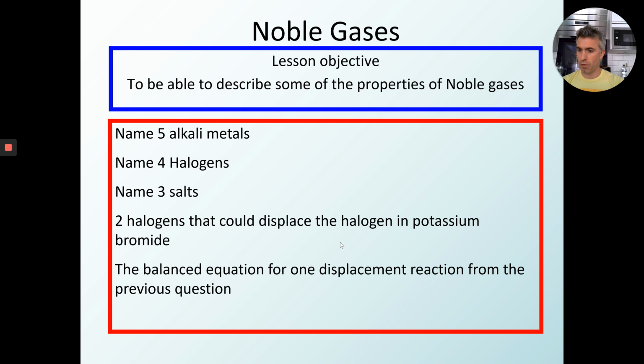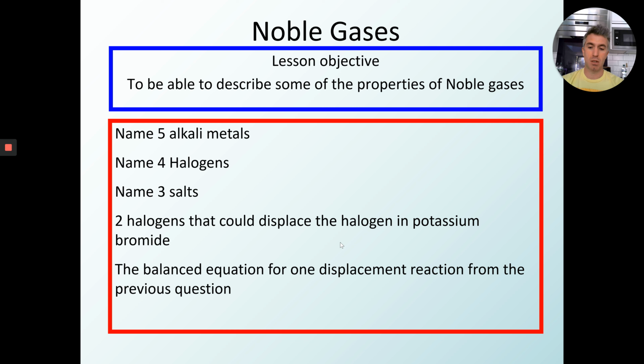So, to start off, name me 5 alkali metals. Write them down. 4 halogens. Also write those down. 3 salts. Tricky. Name 2 halogens that could replace the halogen in potassium bromide. And then for those two, write the balanced equation for one displacement reaction from the previous question.